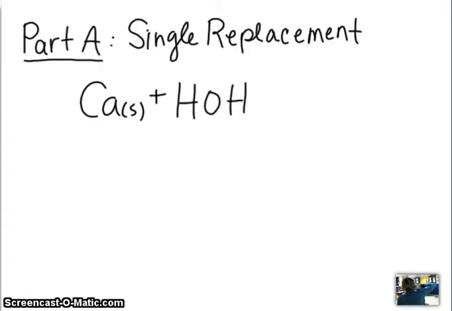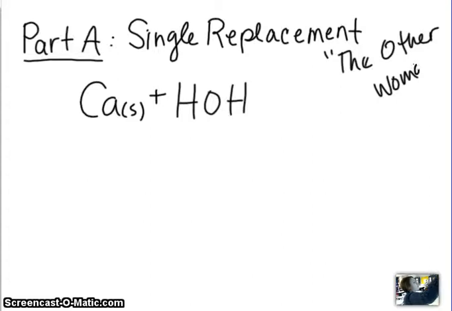Anybody remember my nickname? It's way back in the first lab. This type of reaction is known as the other woman or other man. I'm not sexist, I don't really care. Okay? So what happens is you have a compound, right? Hydrogen here is part of a compound. It's bonded to oxygen. There's 2 different elements there, right? They're chemically combined. We wrote a formula for them.